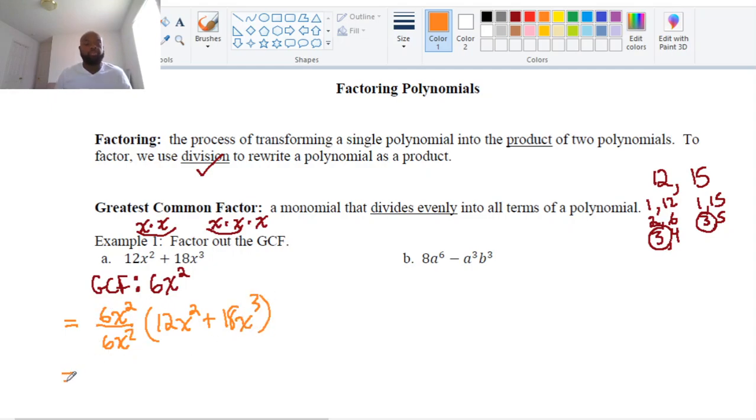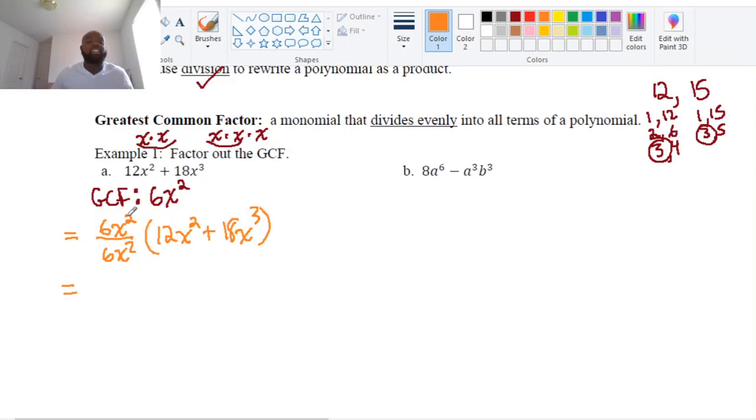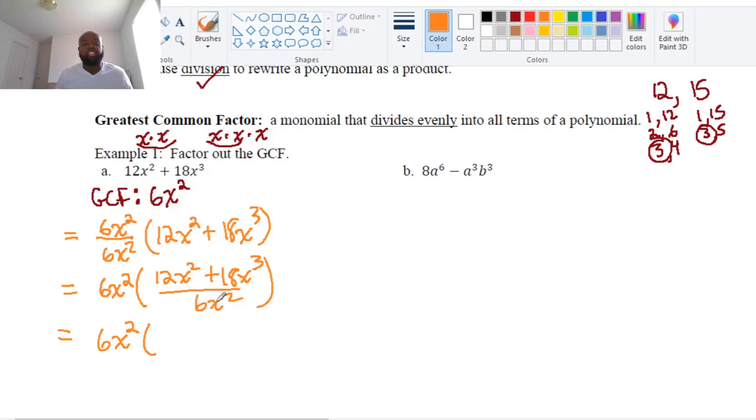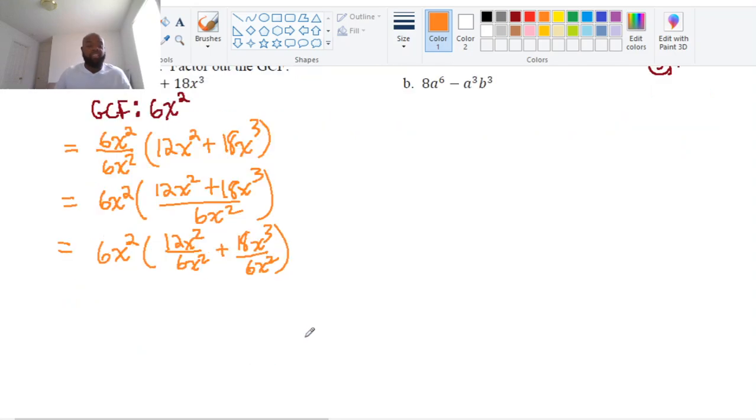And so what I'm going to do is, instead of dividing this 6x squared by the 6x squared, I'm going to divide it into this term right here, right? Because when we do a division, only one term or one factor gets divided. So I'm going to write this as 12x squared plus 18x cubed divided by 6x squared, right? And so I leave this GCF out front. And then what's going in this parenthesis is what I get after I divide each of these terms by 6x squared, right? So notice this is a polynomial divided by a monomial. So we can divide each term by that monomial. And I get that right there.